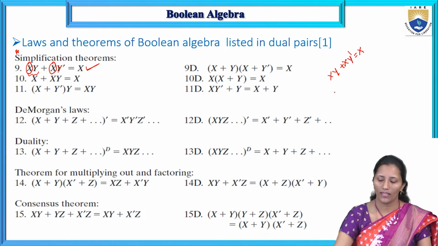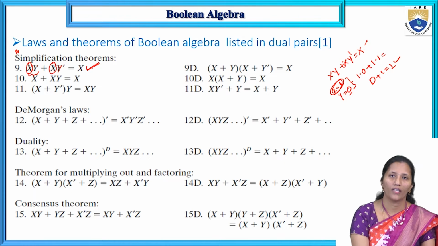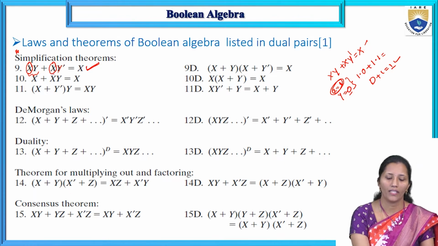How? Say x is equal to 1 and y is equal to 0. I am taking these, so I should get 1 by using this formula. See here, 1 into y, which is 0, plus 1 into y bar, which is 1. So 0 plus 1 is 1. So I am getting the x value. So xy plus xy bar is equal to x, and x plus xy is equal to x.